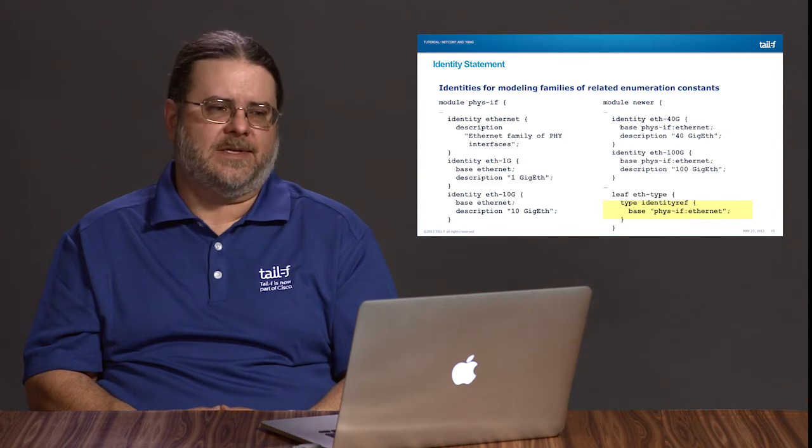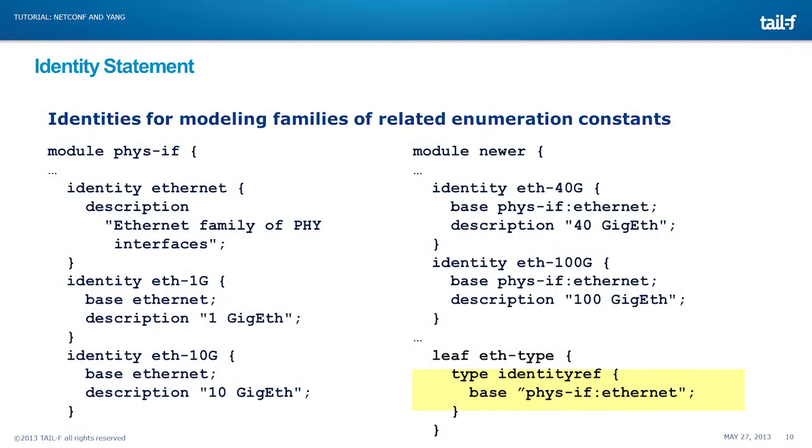Next, we have the identity statement. Identity can be initially confusing when first used in Yang, and you may do a lot of Yang modeling and not actually find a use for the identity statement. However, it can be very useful in particular cases. So here we see an example of interface types. One of the places where identity is very useful is to give you an extensible enumeration.